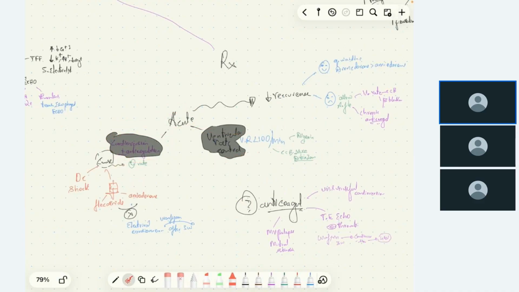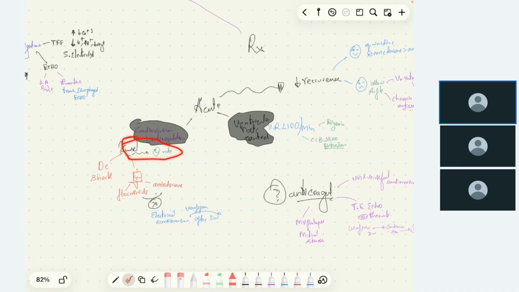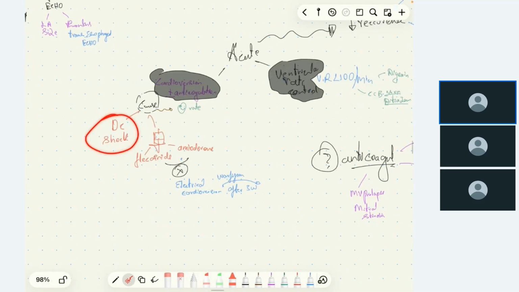How to stop the re-entry phenomena or the ectopic circuits? You can do DC shock or defibrillation, or you can do pharmacological cardioversion, that is with flecainide and amiodarone. Those are anti-arrhythmic drugs. If this pharmacological cardioversion fails, please don't go on and do DC shock immediately. No, you can do electrical cardioversion only after 3 weeks of treatment with warfarin.